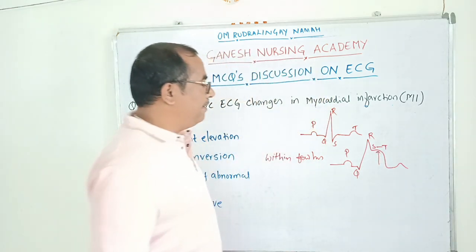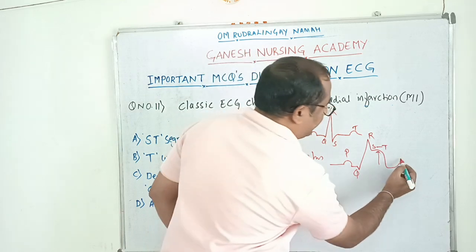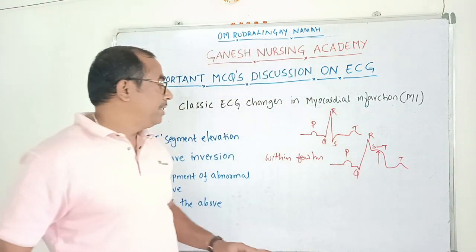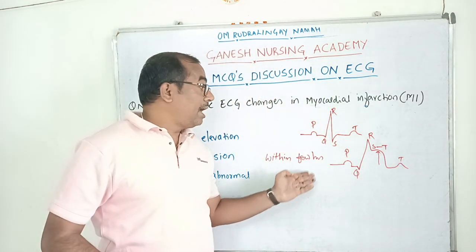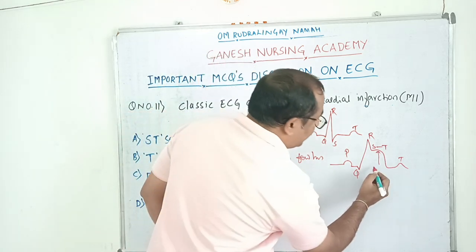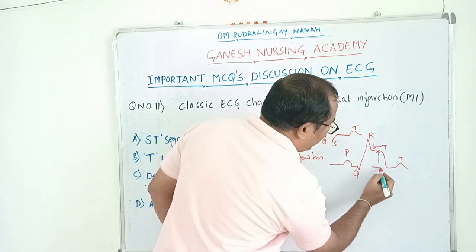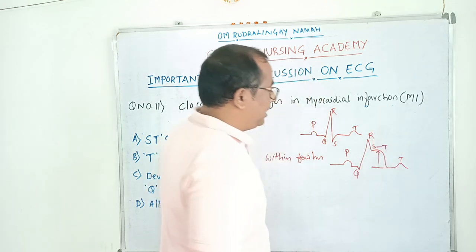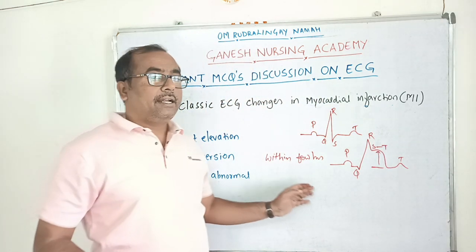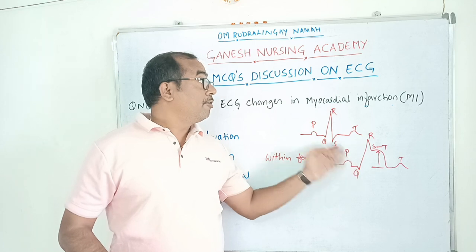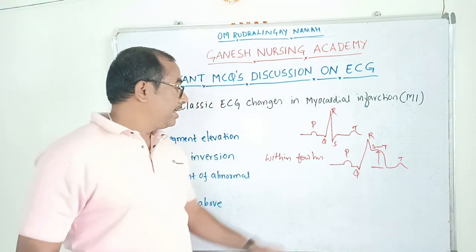So there is ST segment elevation, okay. This is the T wave here. So ST segment elevation will be there. Within a few hours after the myocardial infarction, the ST segment is significantly elevated, okay. This indicates that the person has suffered a myocardial infarction within an hour, okay.